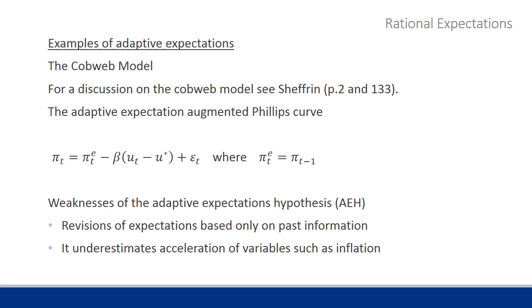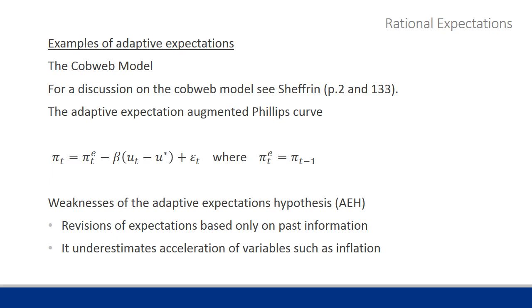There's also the adaptive expectations augmented Phillips curve, which is that pi t is equal to pi et, and here pi et is equal to pi t minus 1. So inflation pi t is equal to what it was in the previous period, pi t minus 1, minus the unemployment gap. So inflation and the unemployment gap are negatively correlated.